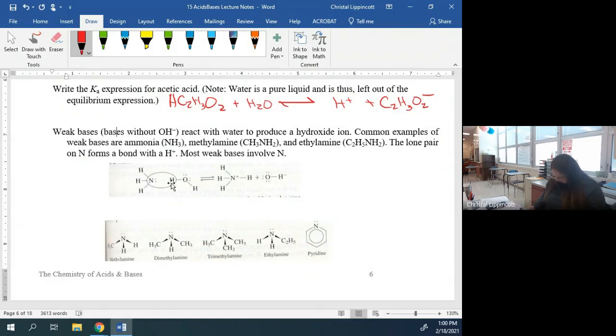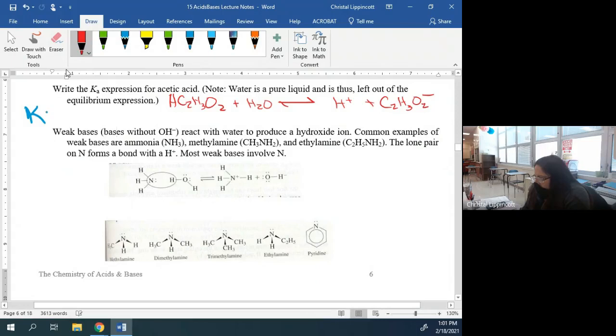Here we go. Okay. So they had wanted us to write the Ka expression here for acetic acid. I'm praying that this pen still works today. Yes, good. Okay. It's just not changing colors for me for some reason.